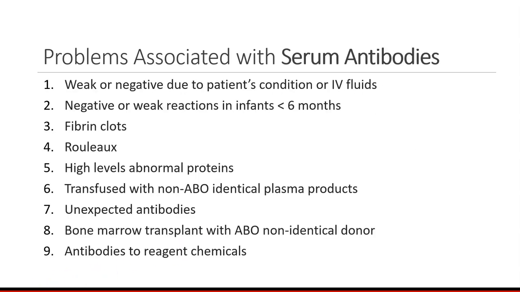I failed to mention that on the previous slides, whenever we're talking about problems with red cells, we're talking about things that affect the forward type. Whenever we're talking about serum antibodies, we're talking about things that affect the reverse type. So you may get weak or negative reactions due to a patient's condition or IV fluids. For example, as we get older, our antibody levels tend to decrease, and they may decrease to the extent that we'll get very weak or negative reactions in the reverse type, or IV fluids.